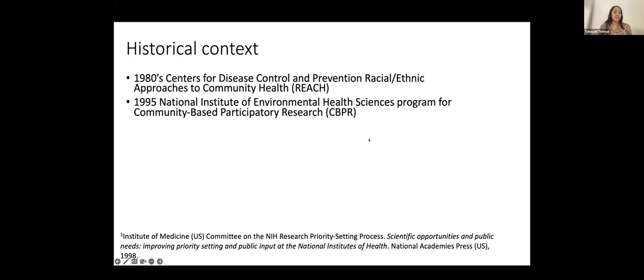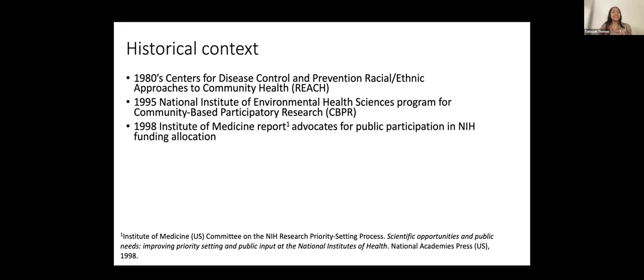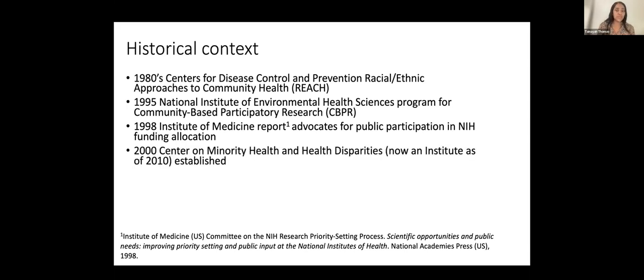And so in thinking about moving forward from REACH, which started in the 1980s, there's the National Institute of Environmental Health Sciences program for community-based participatory research. So really thinking about how we can integrate CBPR in some of our national institutes. Then 1998, the Institute of Medicine's report that advocates for public participation in research funding allocation. So thinking about how we can engage the community in how we set research priorities and how we allocate these resources.